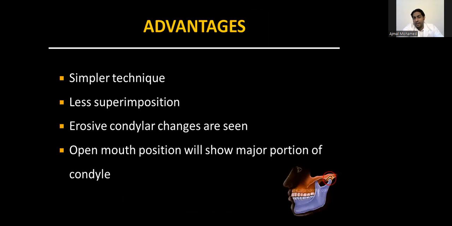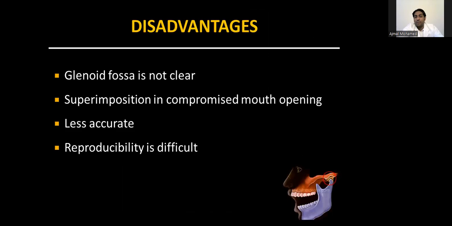The advantages include less superimposition because it is an open mouth technique. The changes can be seen nicely. But one disadvantage is superimposition if there is limited mouth opening, and the reproducibility is difficult, and the imaging is actually less accurate because everything is technique sensitive. The technician's experience, the patient position, the angulation, everything matters for getting proper accuracy in the transorbital view.